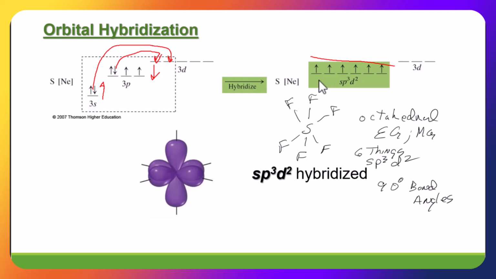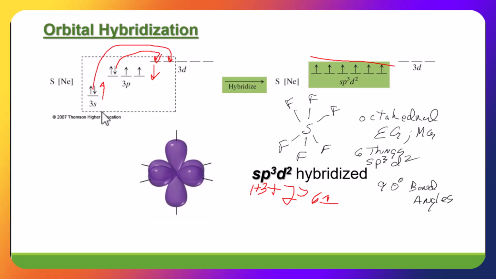They're now sp3d2 hybridized. You probably can guess now. This is 1 plus 3 plus 2, which is equal to 6 domains or 6 orbitals. Each one of them is equivalent. They have an unpaired electron in them, which allows them to make a bond.